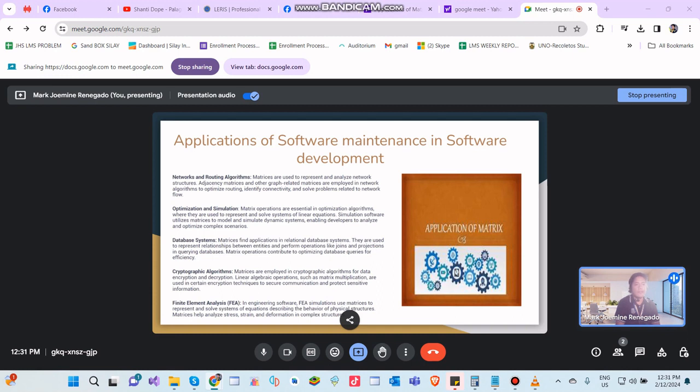We also have cryptographic algorithms. Matrices are employed in cryptographic algorithms for data encryption and decryption. Linear algebraic operations such as matrix multiplication are used in certain encryption techniques to secure communication and protect sensitive information. We also have finite element analysis, or FEA.